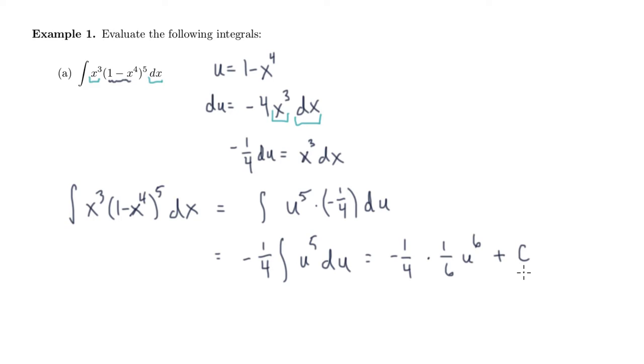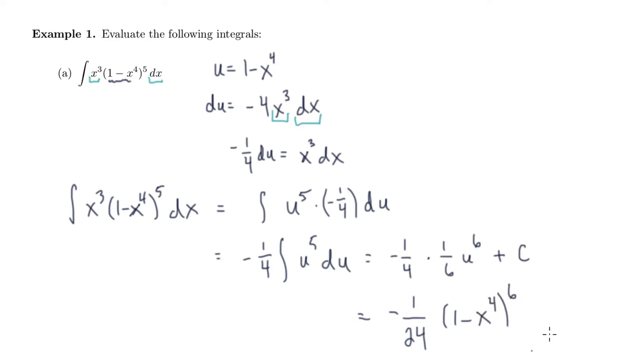But now the last thing I want to do is actually replace u with what it is as a function of x. So this is negative 1 over 4 times 6 is 24. And then u is 1 minus x to the 4th.